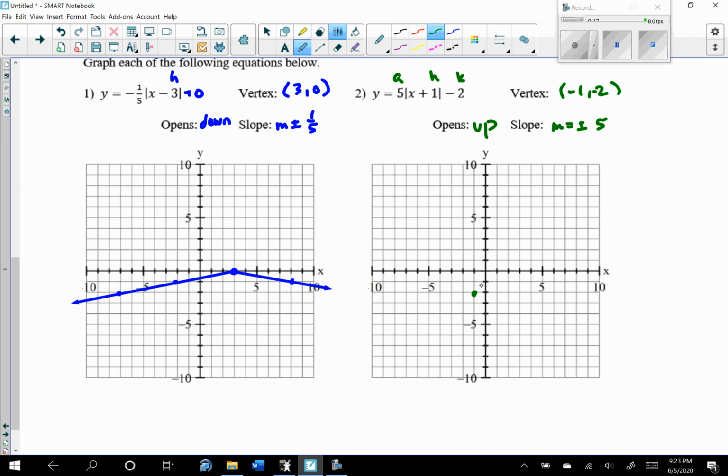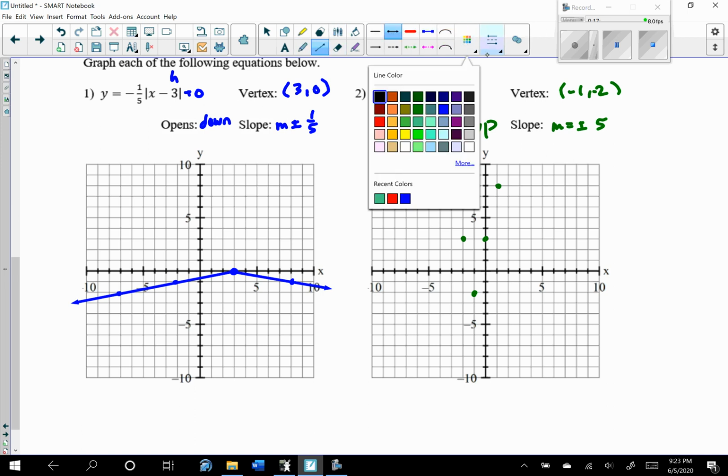Since our graph's going up, we're going to go up and then over for our slope. So up 1, 2, 3, 4, 5 over 1. And then of course we know it has to match on the other side of the vertex. And again, you want to use your ruler to go ahead and connect the points on our graph.